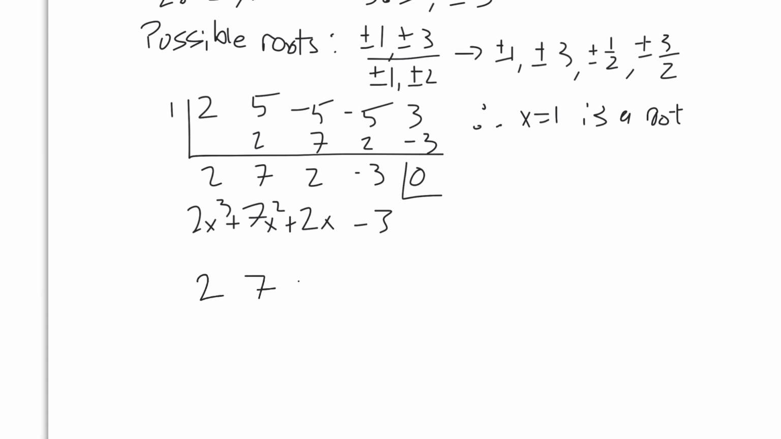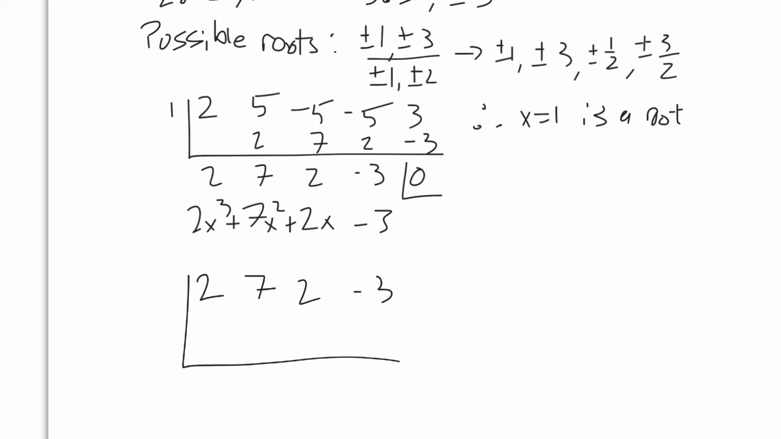2, 7, 2, -3. And we'll try 2. Oh, we shouldn't try 2. That's not even one of the possible roots. We'll try 3. So 2, 6, 13, 39. Oh, this isn't looking promising. 41. Well, whatever 41 times 3 is minus 3 is not going to give me 0. So that's unfortunate. It doesn't look like 3 is going to work. So we should probably erase that.